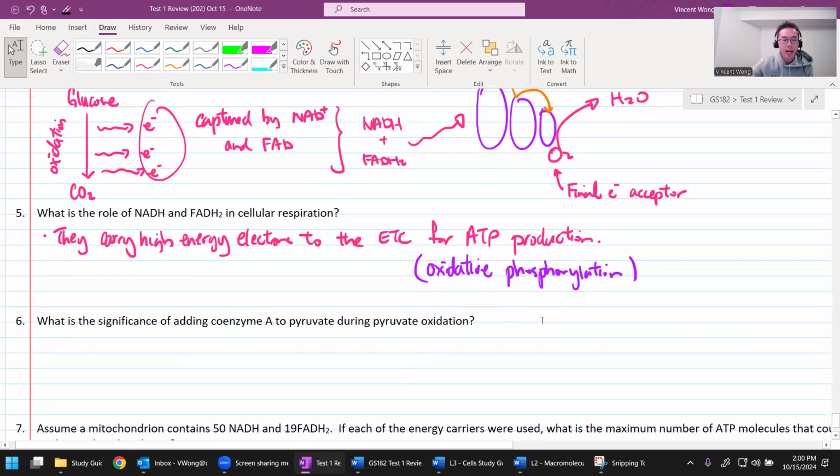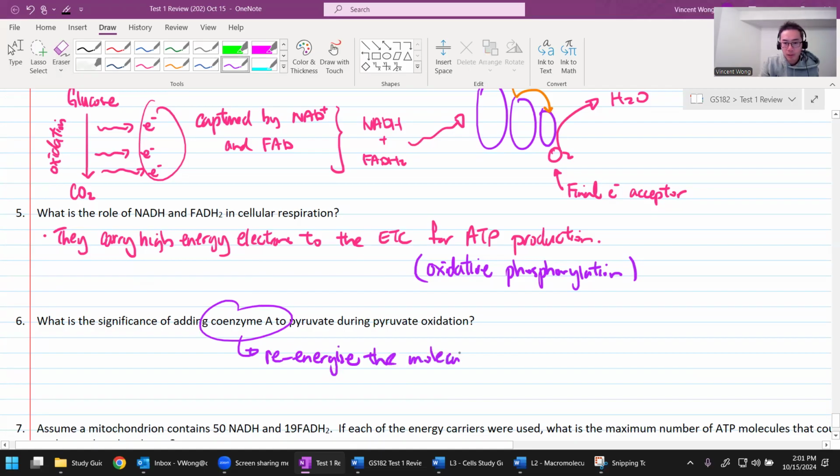What is the significance of adding coenzyme A to pyruvate during pyruvate oxidation? Okay, so this happens in stage 2. By the time we get to stage 2, much of our investment, the 2 initial ATP that we invested, much of that energy has been used up. So the purpose of coenzyme A is basically to re-energize the molecule for further reactions. Okay.